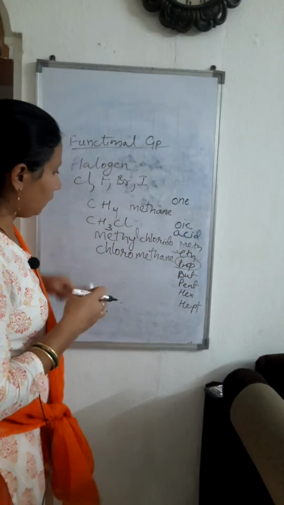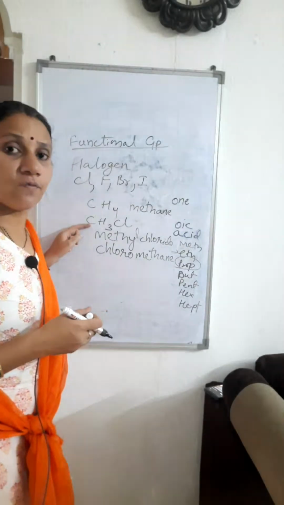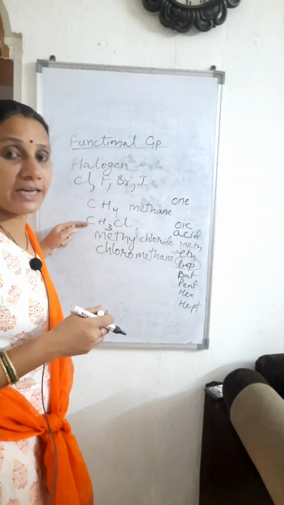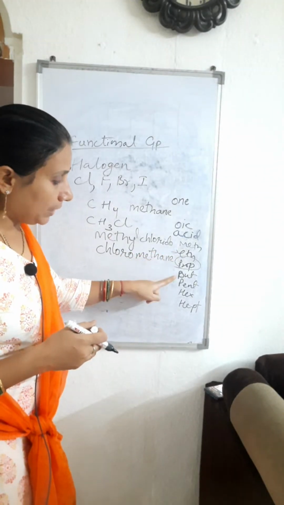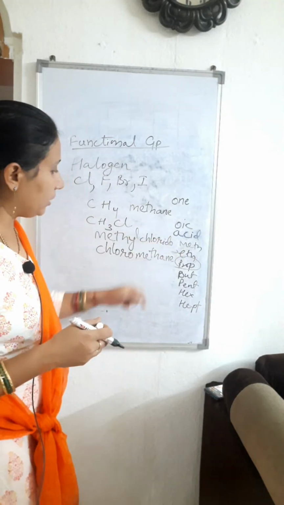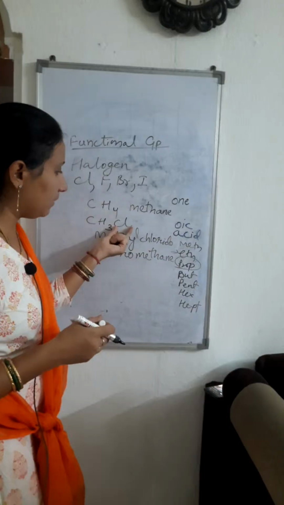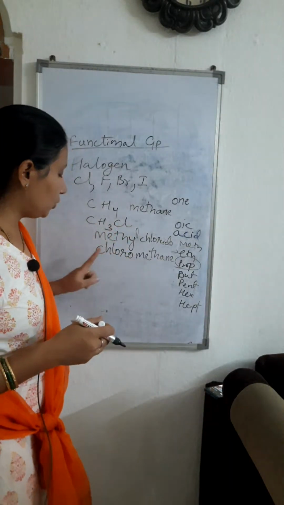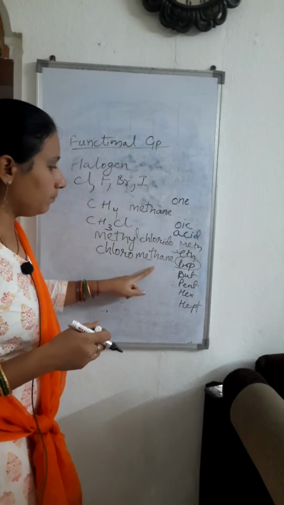First count the number of carbons. How many carbons are there? If 1 carbon is there, methyl. If 2 are there, ethyl. If 3 are there, propyl, butyl, pentyl, hexyl, in that way. Or simply you can write whatever element is being attached here. Halogen is being attached here. If chloro is attached, chloro, then 1 carbon, methane.